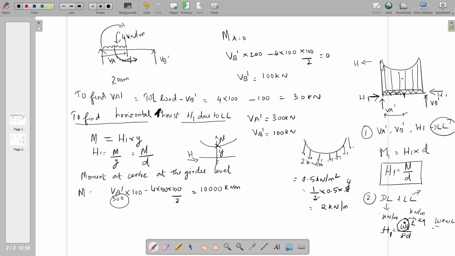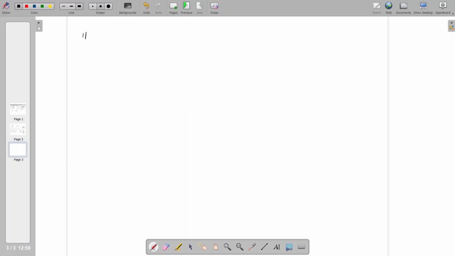So you got the M value at the center point and you have the D value which is equal to 25 meter at the center. Then H1 is equal to 10,000 by 25, which is 400 kilonewton. So this is due to live load. H1, which is the horizontal thrust due to live load. Okay, we have finished the calculation at the girder level. Next one, cable analysis.